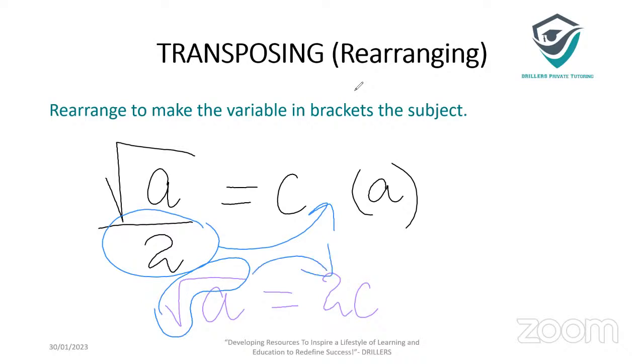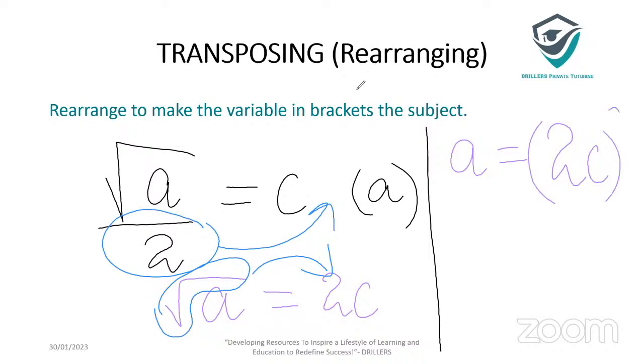So of course, we know that when we're transposing, we do the opposite. So this is going to become A. If I'm transposing, that square root is going to become square. So everything that is on the right-hand side is going to be squared. So A is equal to 2C, or C multiplied by 2. All of that is squared.